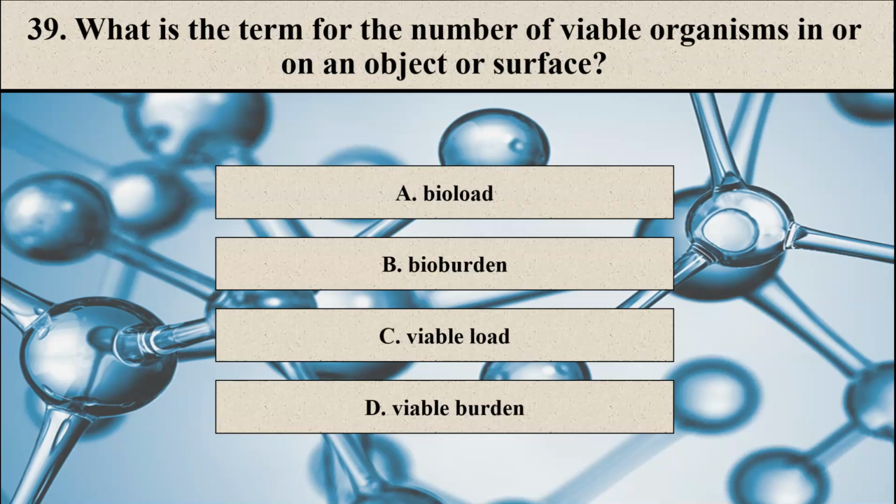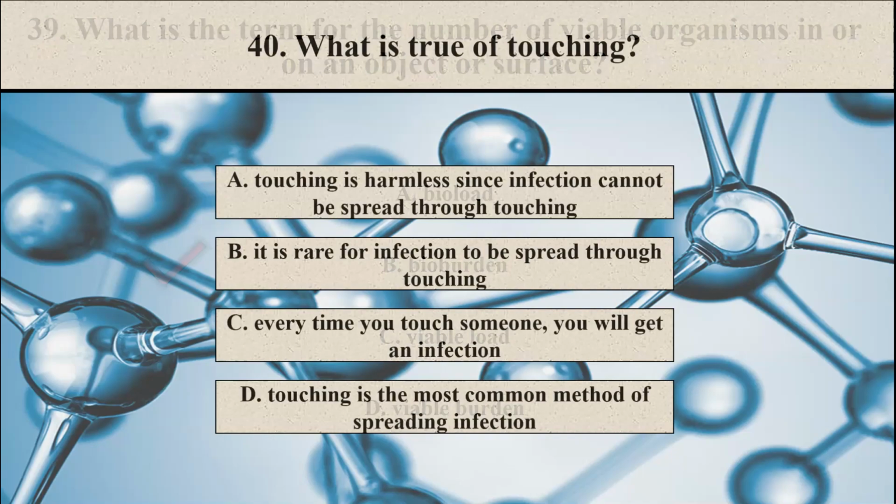What is the term for the number of viable organisms in or on an object or surface? Bioload, bioburden, viable load, viable burden. If you chose B, bioburden, you are correct.